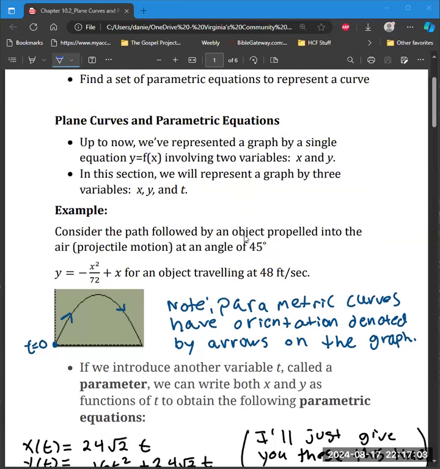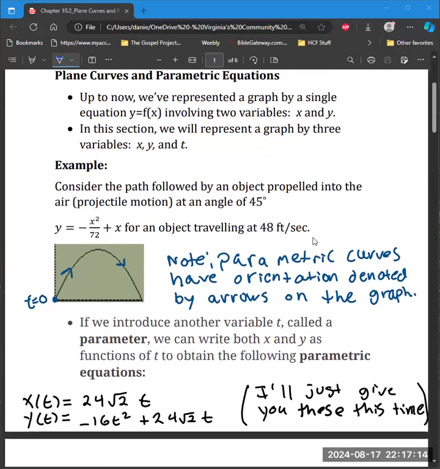For our first example, let's consider the path followed by an object propelled into the air. Projectile motion at an angle of 45 degrees. And I'm just going to tell you that the equation for that would be y equals negative x squared over 72 plus x for an object that would be traveling at 48 feet per second.